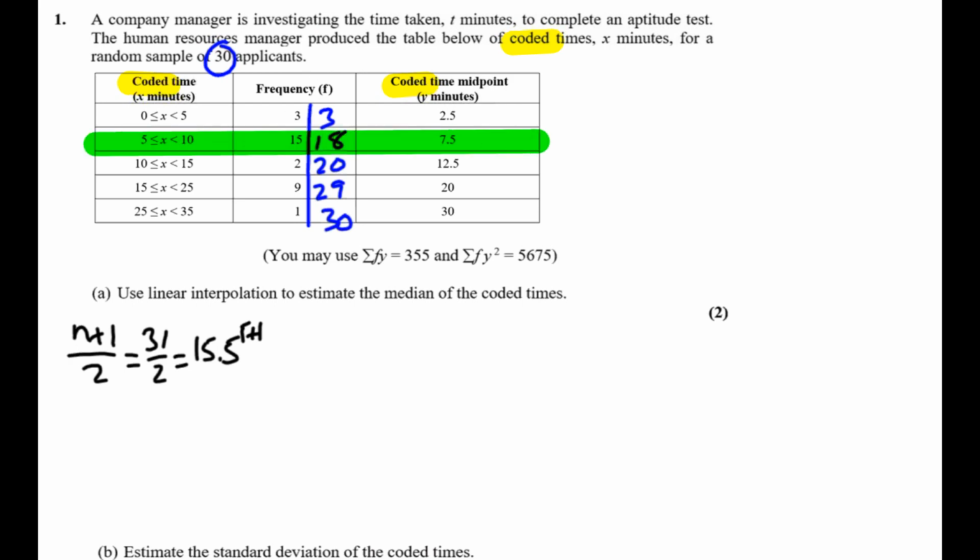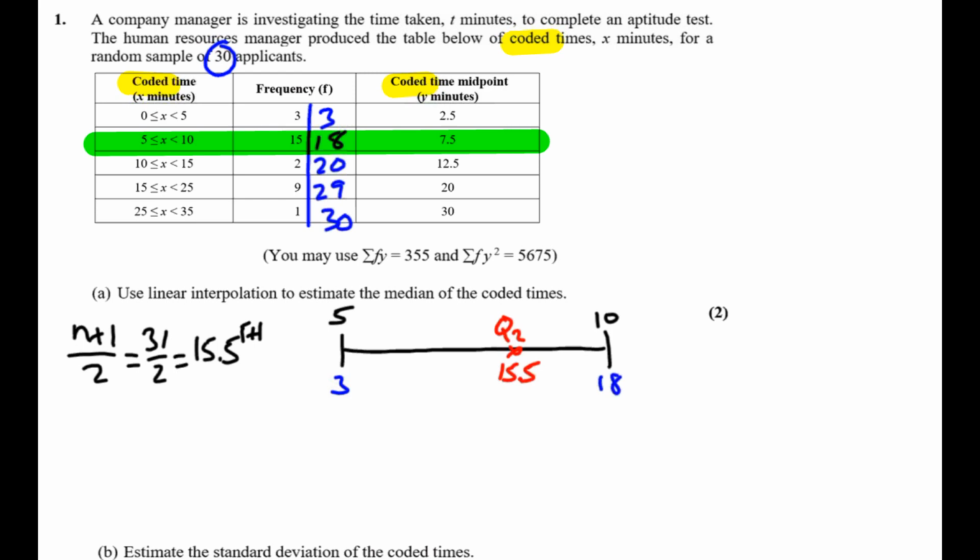All right, let's set up our diagram. Well, that group goes from 5 minutes to 10 minutes. The positions within that group go from the 3rd value to the 18th value. And I'm looking to track down the 15.5, expect it to be closer to 10 than it is to 5. I'm going to use that as a sense check as I produce my final answer.